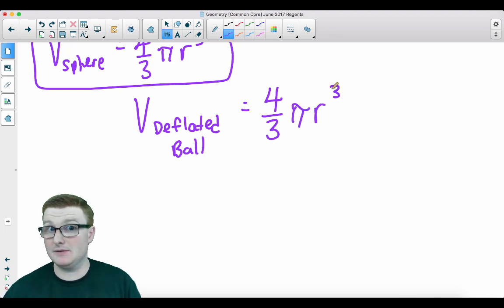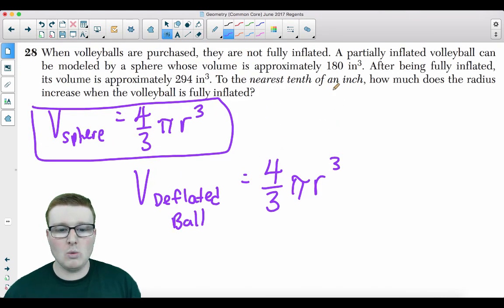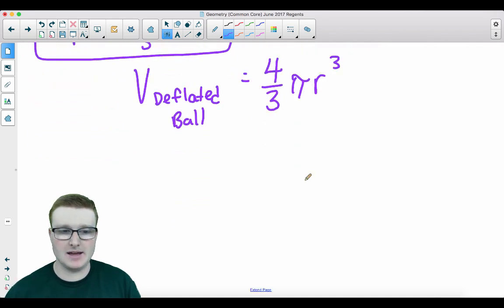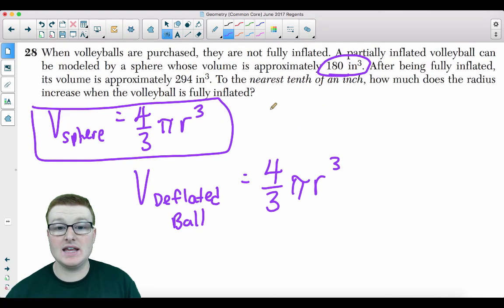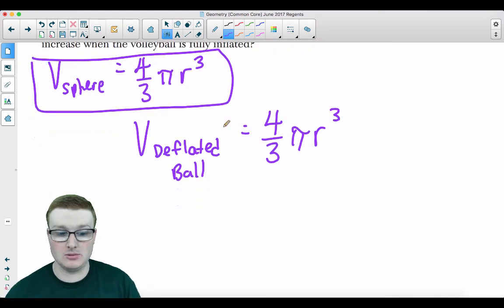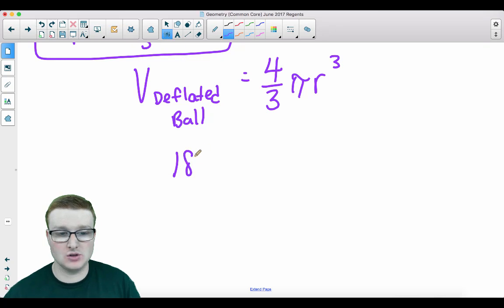It's just deflated. So I'm actually going to find the radius, because we're given the volume. If we're given the volume and all these other constants, we need to find that radius. They want to know how much the radius increases by. So I'm going to take that 180 cubic inches, which is the deflated volleyball, and plug it into my formula. So 180, which is the volume, equals 4/3 pi r cubed.